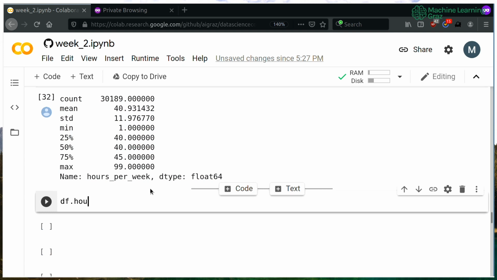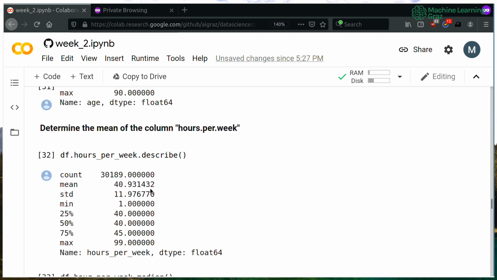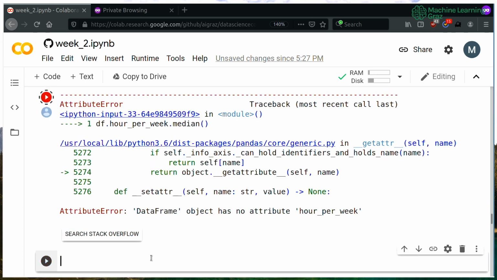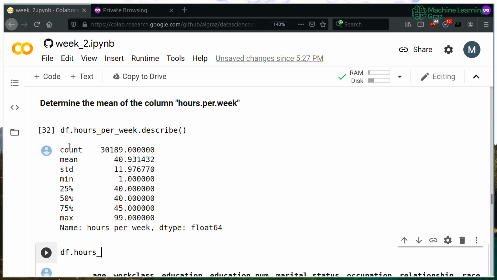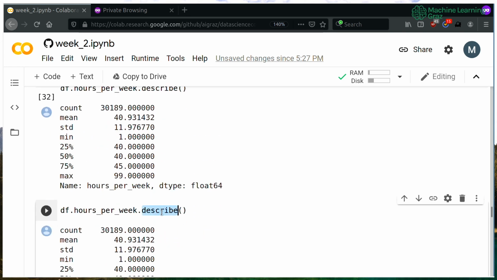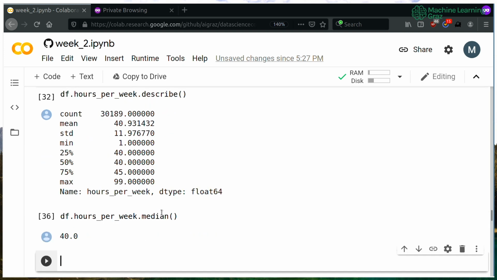So we can write df.hours per week as previously, and then write dot median. And what happened here? Interesting. Live, first time we got errors live. Okay, hours per week. I misspelled hours per week. That's what happened. So here we want the median instead of describing the data, and we can see here the median is 40.